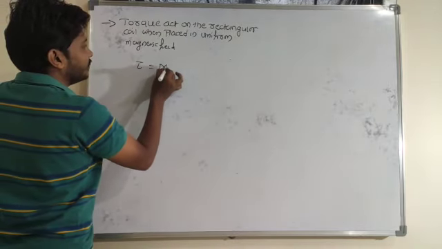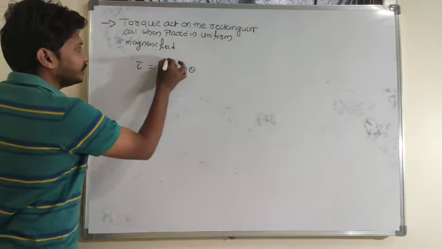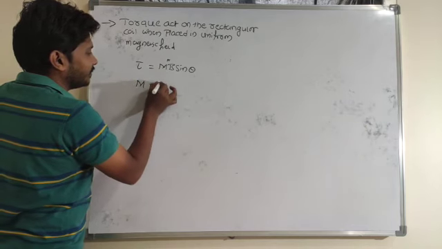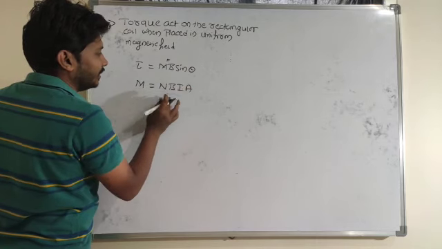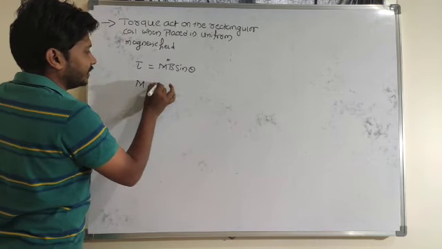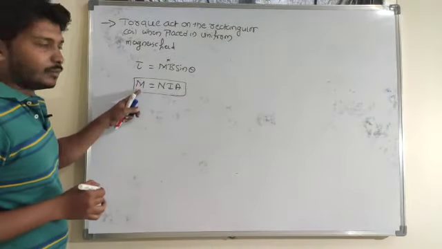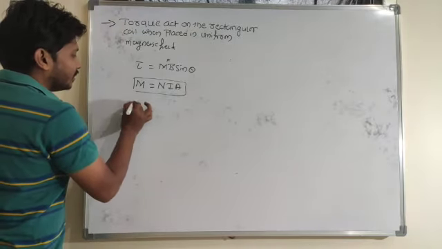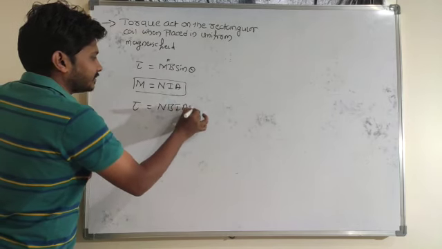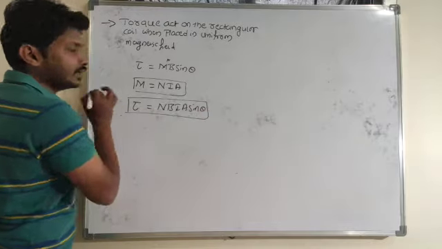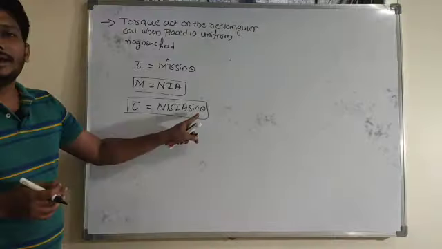So torque tau is equal to M into B sin theta, where M indicates the magnetic moment here. This M value I will take as M is equal to N into I into A. Sorry, N into I into A. So M, the magnetic moment, is equal to NIA. Otherwise I will rewrite this equation: wherever M is there, NBIA sin theta. What is the expression for torque acting on the coil when the coil is placed in a uniform magnetic field? Torque tau is equal to NBIA sin theta.